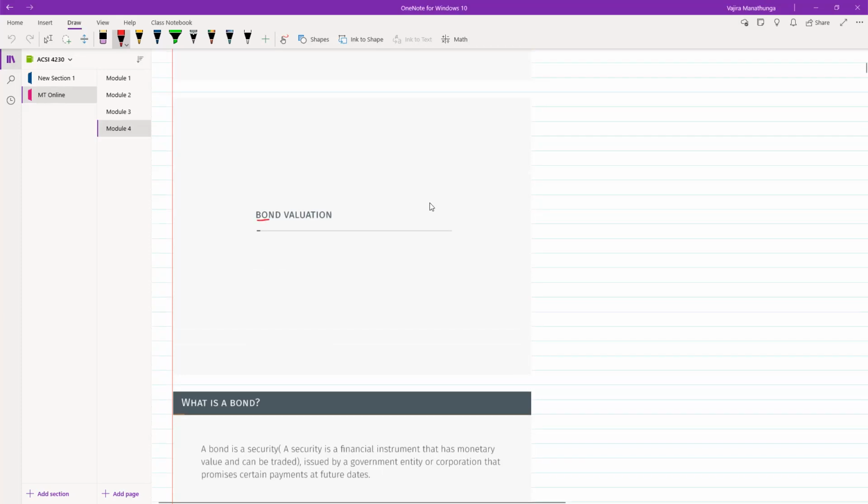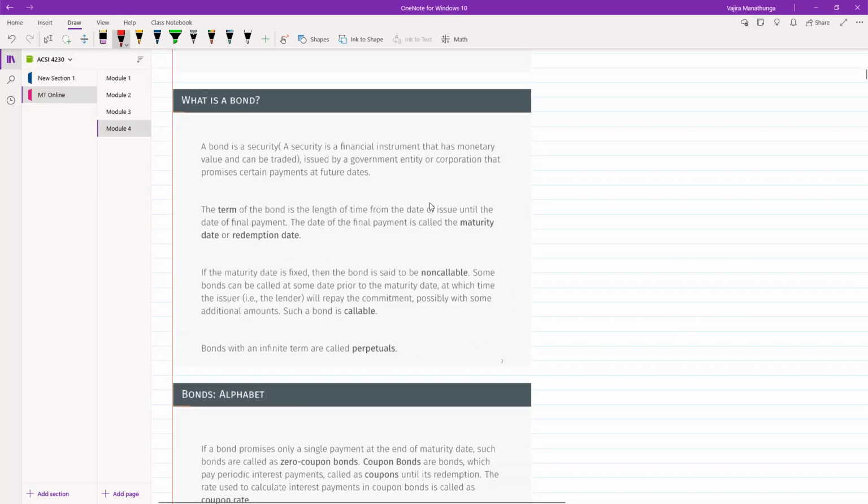So we are going to talk about bond valuation. So what is a bond? A bond is a security. A security is a financial instrument that has monetary value and can be traded. So a bond is a security issued by a government, entity or corporation that promises certain payments at future dates. So that's something you need to remember. They are promising payments at future dates.